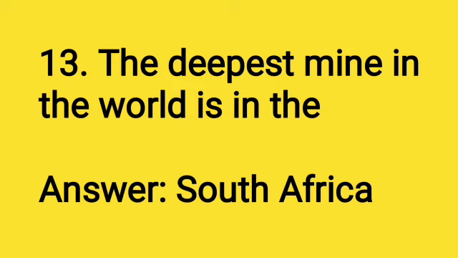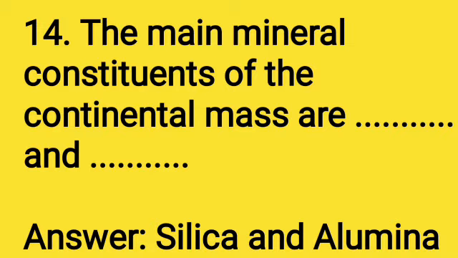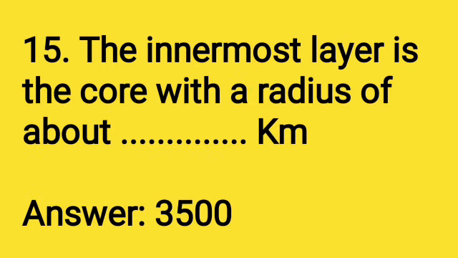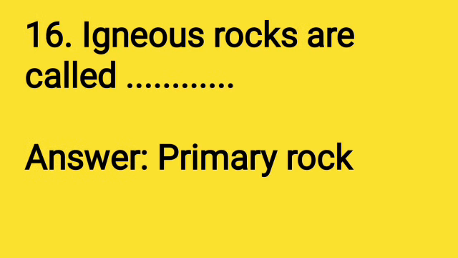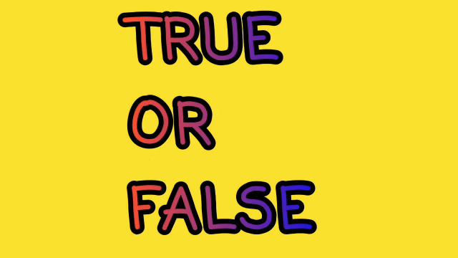13. The deepest mine in the world is in blank. Answer. South Africa. 14. The main mineral constituents of the continental mass are blank and blank. Silica and alumina. 15. The innermost layer is the core with a radius of about blank kilometers. Answer. 3500. 16. Igneous rocks are called blank. Primary rock.